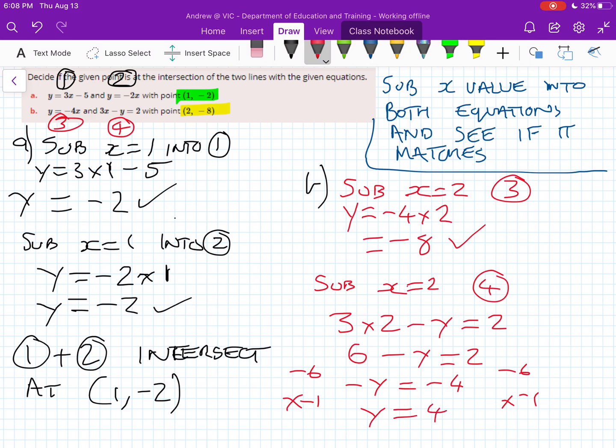This doesn't equal -8, which doesn't match up. So then we would write a statement. Sorry, I've run out of room, so I won't write it, but you would write that these two don't intersect at this point. Okay, so hopefully this clarifies how to find if a point is the intersection of two equations. So hopefully this helps, and good luck.